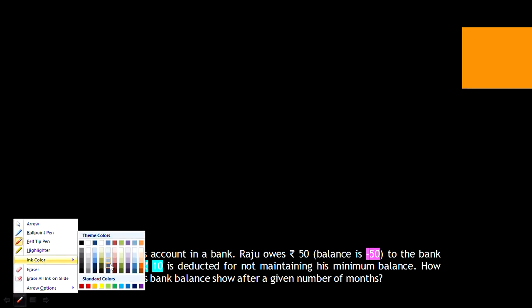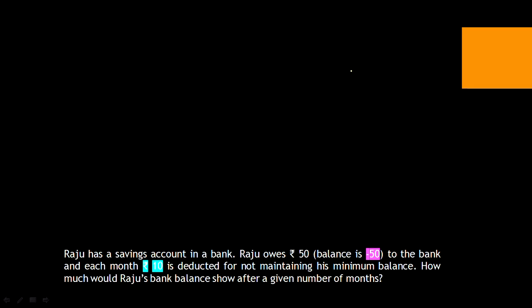Let us visualize this problem. This here is Raju, and he owes to the bank a sum of rupees 50. This means that whenever he checks his bank balance on his mobile phone, his bank balance would show minus 50. This minus here means that he owes to the bank a sum of rupees 50, right? That is simple. So now let us form an equation for his bank balance.